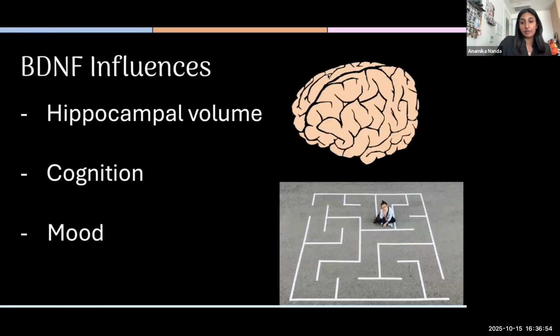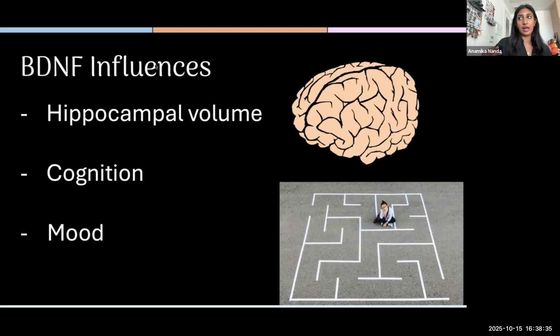Now, BDNF influences a bunch of different factors. It influences our brain volume, so specifically our hippocampus. Do we know what that means? I think it's the part where it keeps all your memories. Exactly. Excellent. Yes. So in the hippocampus, that is a specific region of our brain that helps with our memory. And we can find a lot of this protein in that section of our brain.